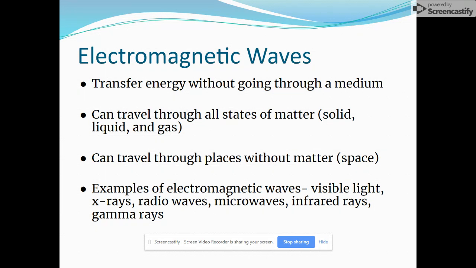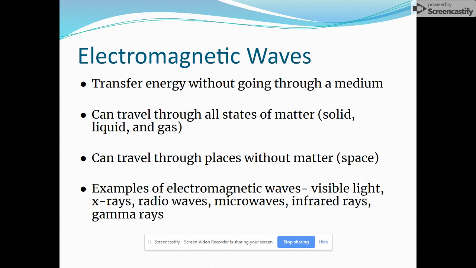Electromagnetic waves, as I just mentioned, can transfer energy without going through a medium, can travel through all the states of matter, and can travel through places without matter, aka space. So, types of electromagnetic waves: visible light. The fact that you can see this coming off your computer screen, that you can see your computer as well, that is visible light. X-rays, that is the thing they use at the doctor's office if you have a broken arm or something, they want to take a look inside you. That is a form of electromagnetic wave. Radio waves are in fact the things that transmit television and radio signals to you.